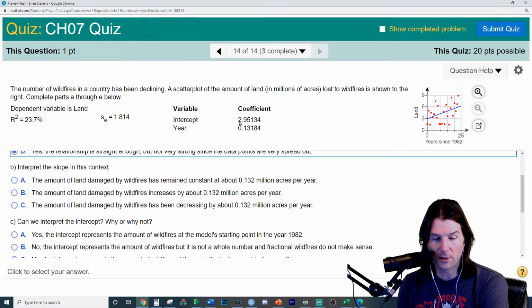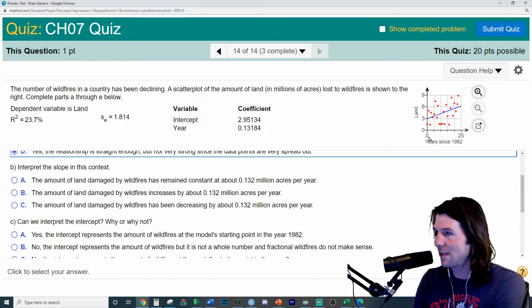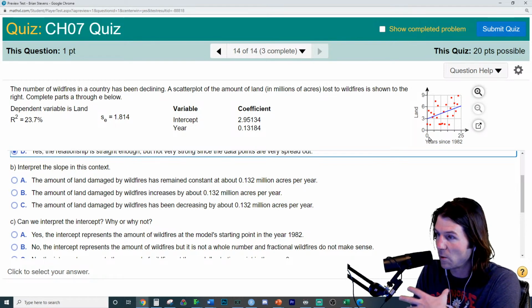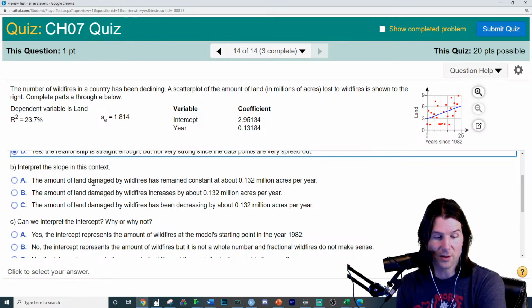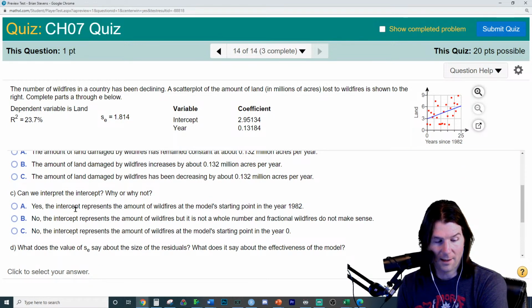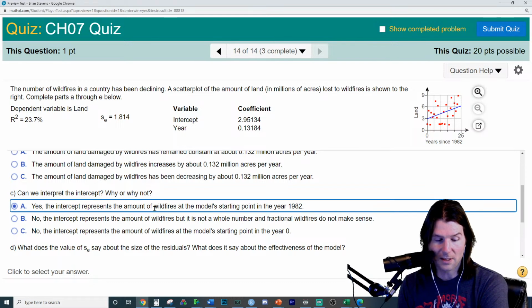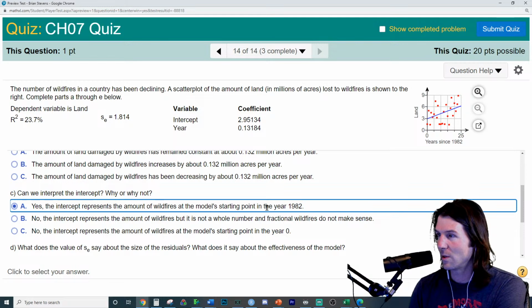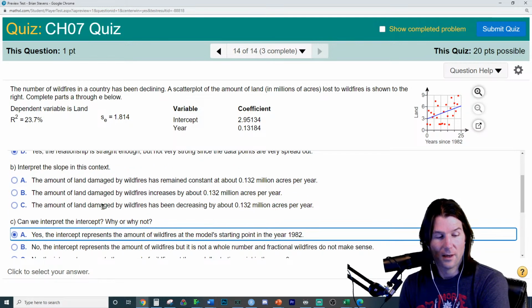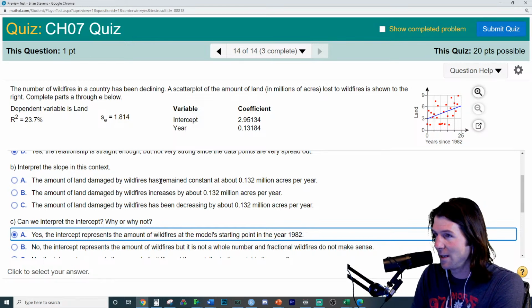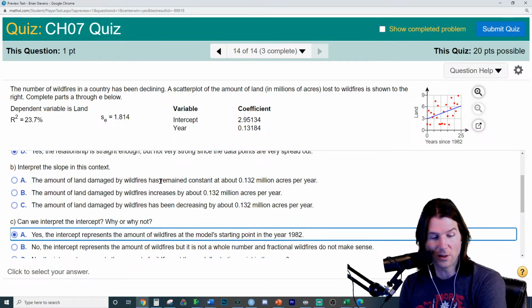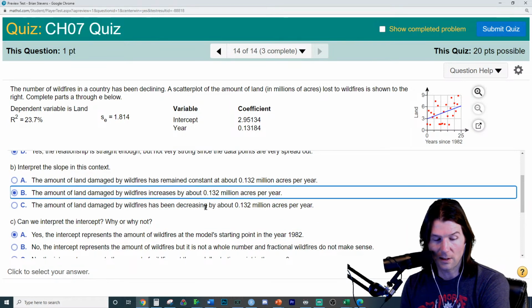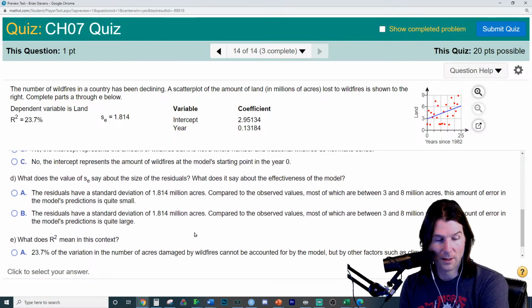Interpret the intercept of the model. The intercept is right here, and this is years since 1982. So when years since 1982 is equal to 0, we expect y to equal b0. So the amount of land damaged by wildfires, this is the intercept. Wait, oh, that's slope. Where's the intercept? Yes, the intercept represents the amount of wildfires at the starting point of 1982, the amount of wildfires that there were in 1982. The slope is going to be for each 1 year increase from 1982, we expect the amount of wildfires to increase by this amount. So it's going to increase, not decrease, not remain constant. So that's good on that one.